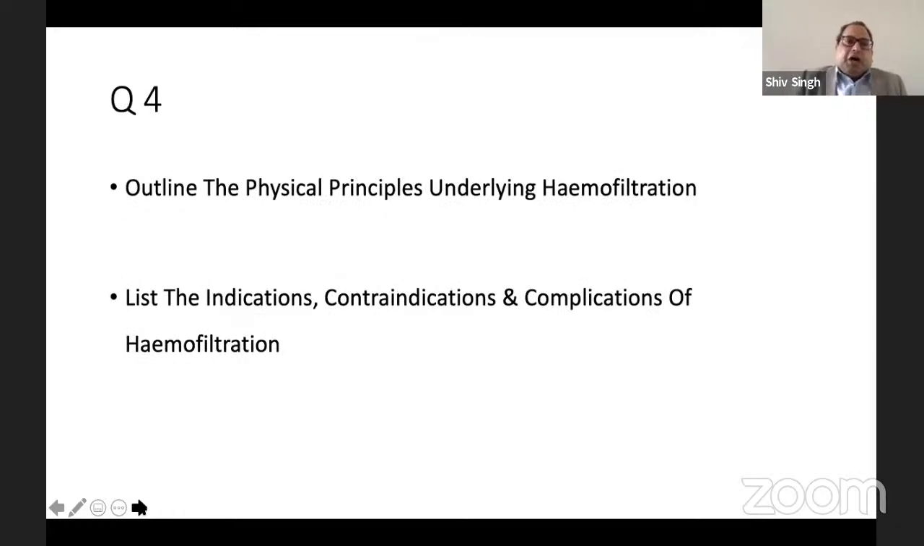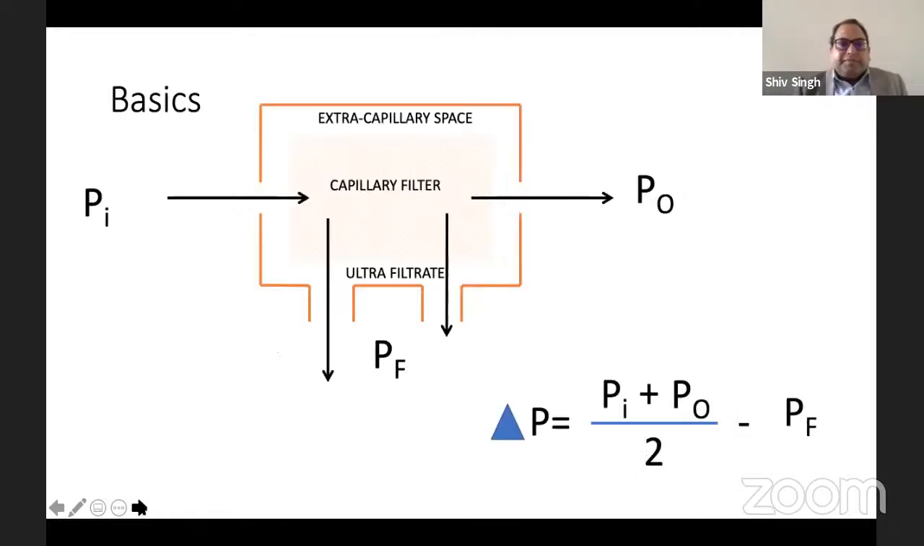The fourth question is on ITU. It is about the physical principles underlying hemofiltration. List the indications, contraindications, and complications of hemofiltration.